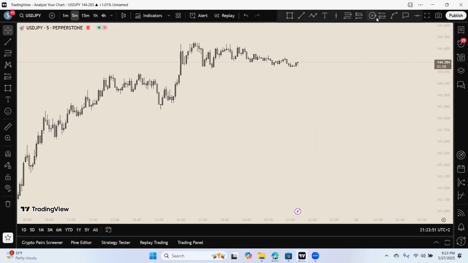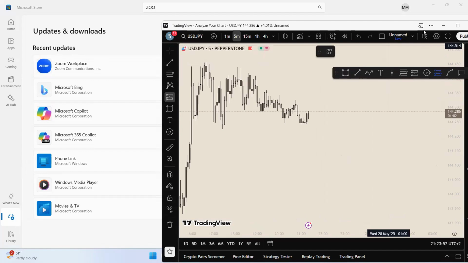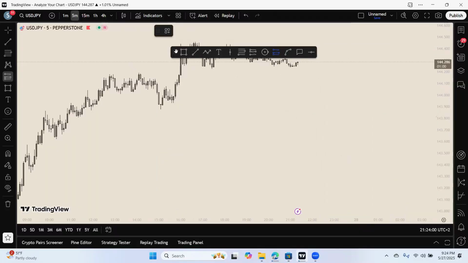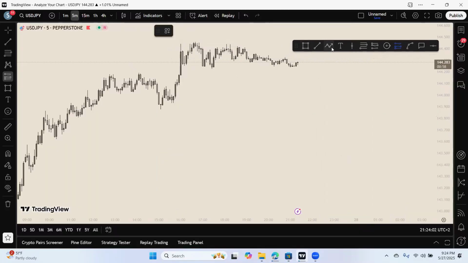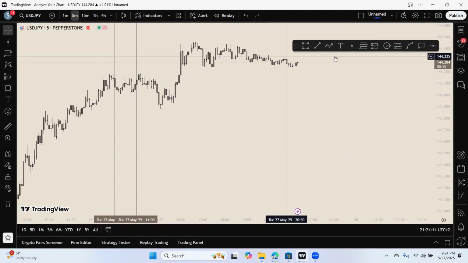You take your vertical line like this. You mark your 1 p.m. South African time, which is this one, 1 p.m. Then you mark your 2. So here the market was consolidating.